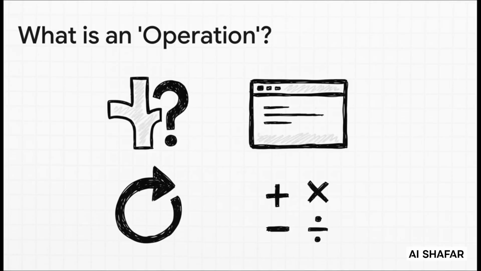And what's an operation? Well, think of the simplest things a computer can do. A single if check, printing something, one single trip through a loop, or some basic math, like adding two numbers. Now, this is just a general guide. It can change a little bit depending on the server, but it's an incredibly powerful way to estimate.